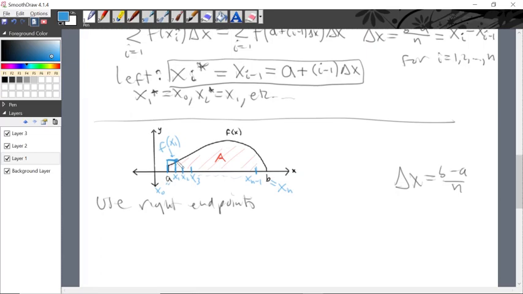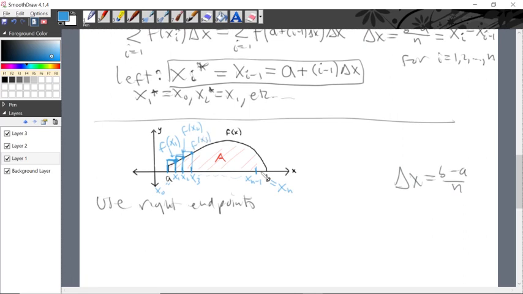The height of the next rectangle would be found using x2. So if x2 puts us on the function right here, then the second rectangle has that height right there. That's using the right endpoint, so that's at f of x2. x3 would then give us, through the function, the height of the third rectangle, f of x3.